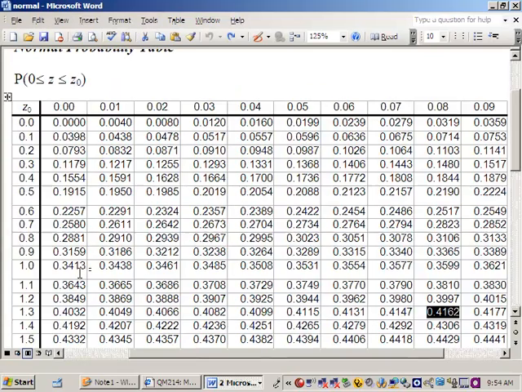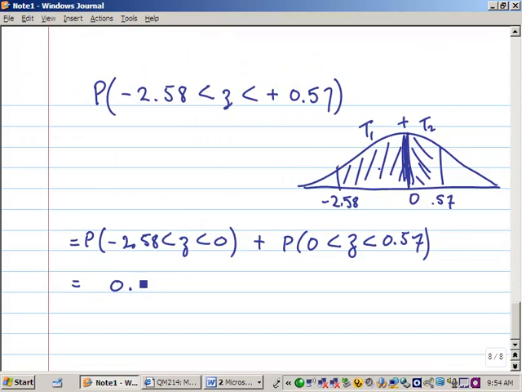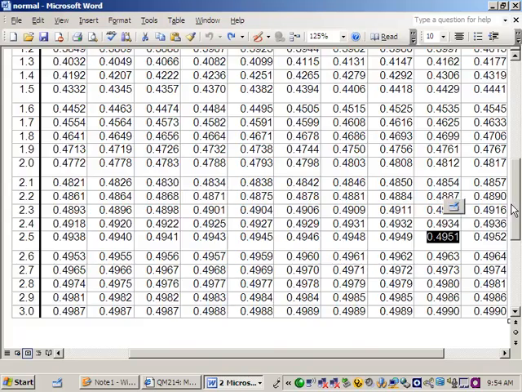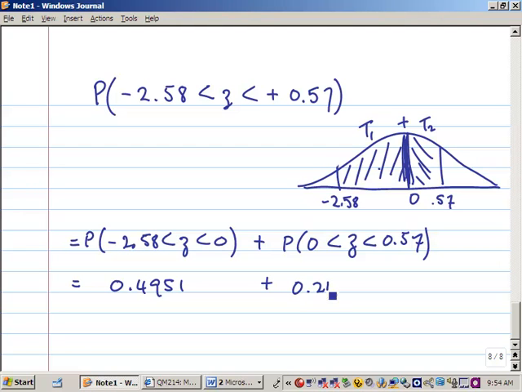Alright, so 2.58 is over here, 0.4951, plus, and then from 0 to 0.57, 0.57 is there. That's 0.2157. Alright, and I get that that's 0.7108. Okay.